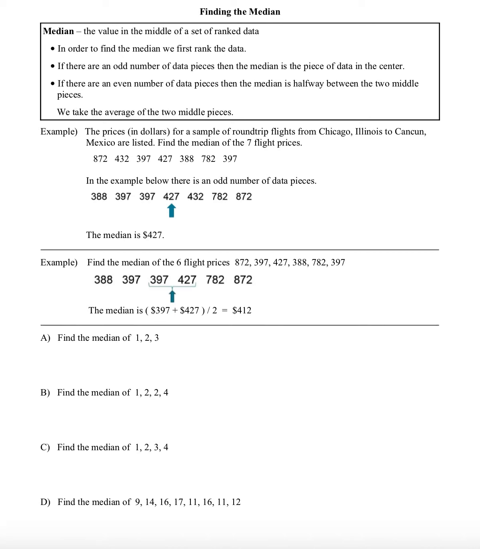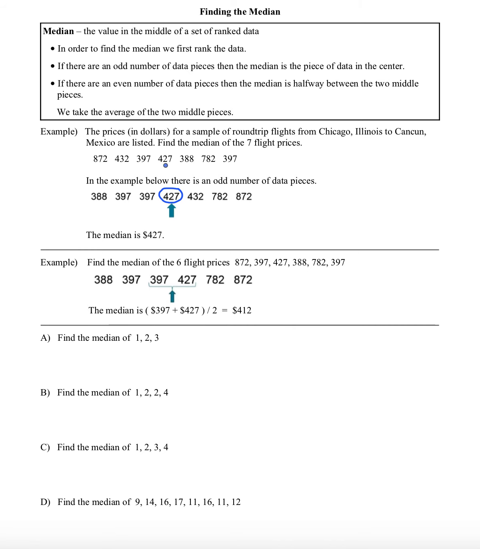The median is the value in the middle of a ranked set of data. First, we have to make sure that our data is ordered. So I'm going to list the data sets from least to greatest. Then, if we have an odd number of data pieces, the median will be the piece in the center of the data. That would be the case here for this set of data.